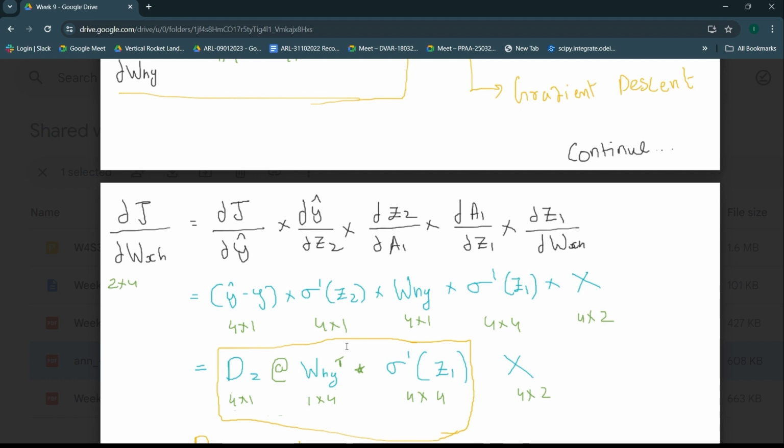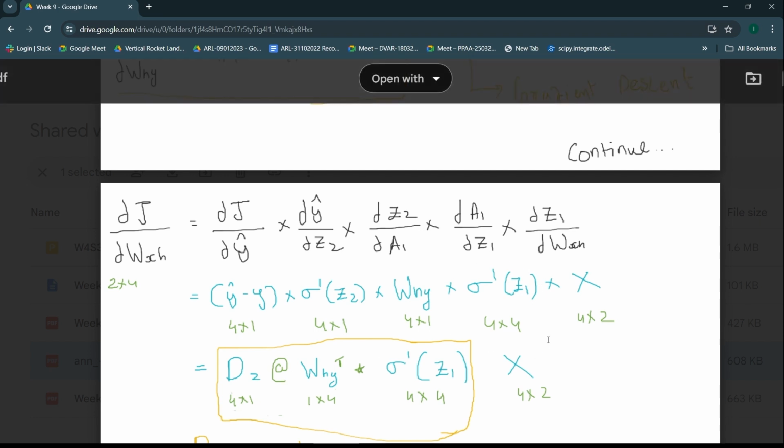But now how will it happen? It is 4 cross 1 over here, 4 cross 1 over here as well. You simply take the transpose of the y. So if I take the transpose of y, rows and columns interchange their position. So rows will become columns, columns will become rows. So over here, 4 cross 1 will change to 1 cross 4. And therefore, successfully, we'll be able to have this matrix multiplication.